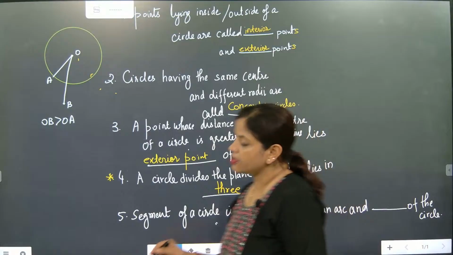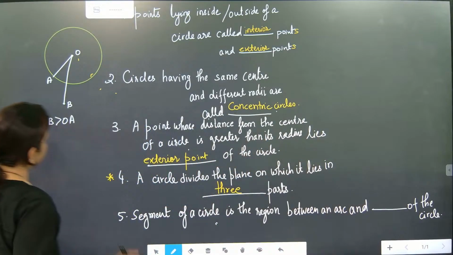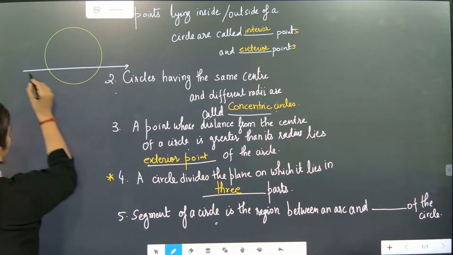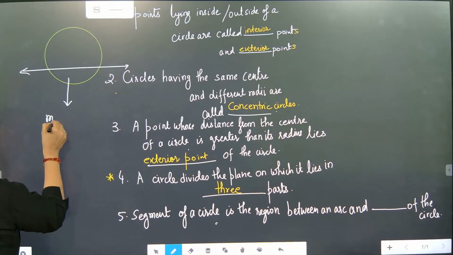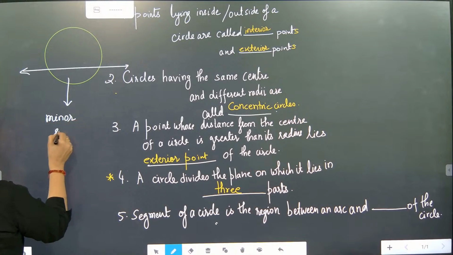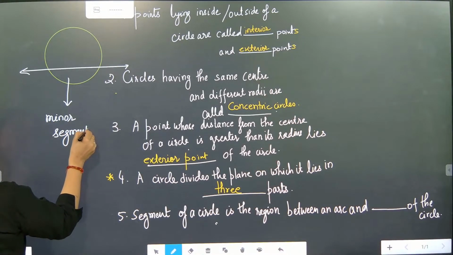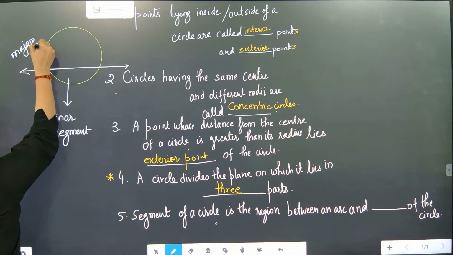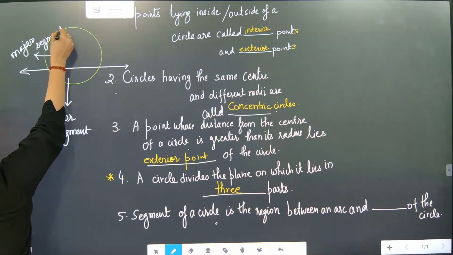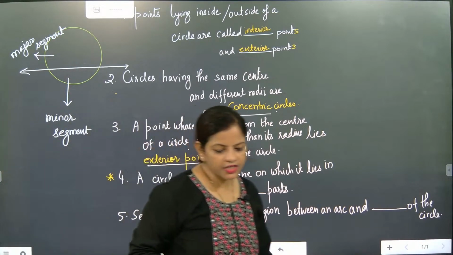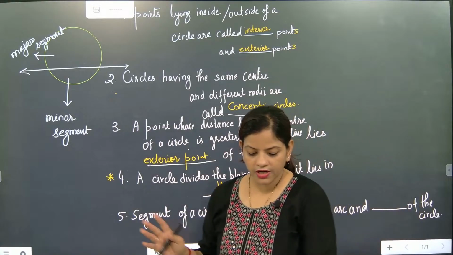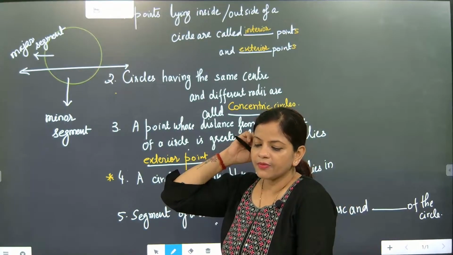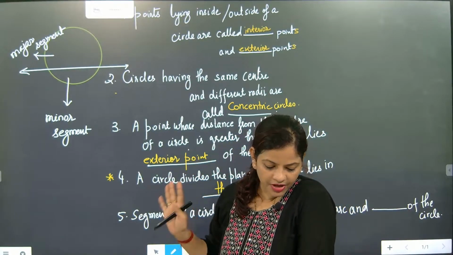Now let's see. I'm going to draw a segment. So there are minor segments and major segments. If somebody talks to you about a segment, this part is cut. This region is called the minor segment and this part is called the major segment. The lower part is the minor segment and the upper section is the major segment. Note down.